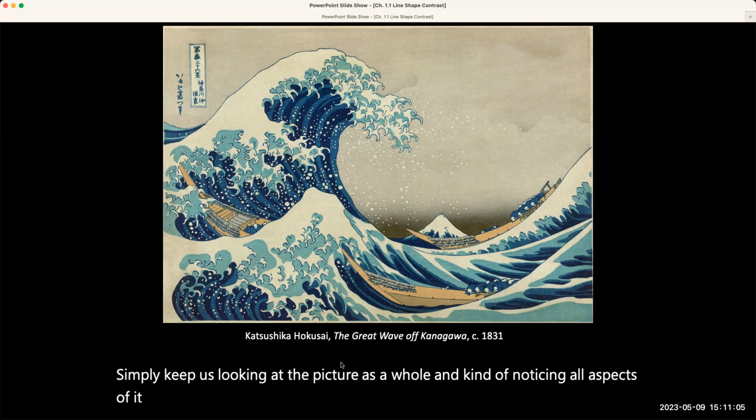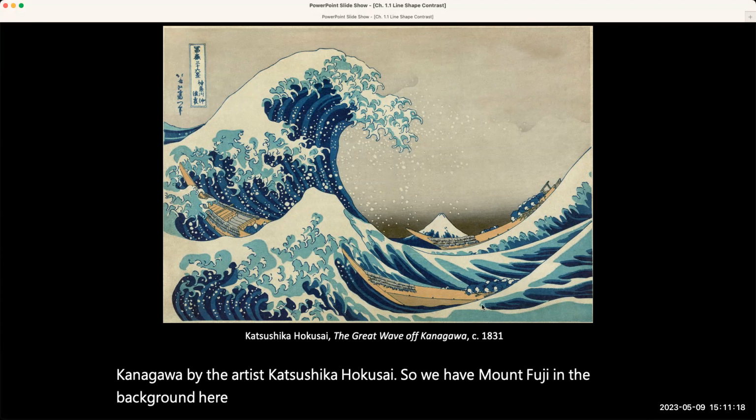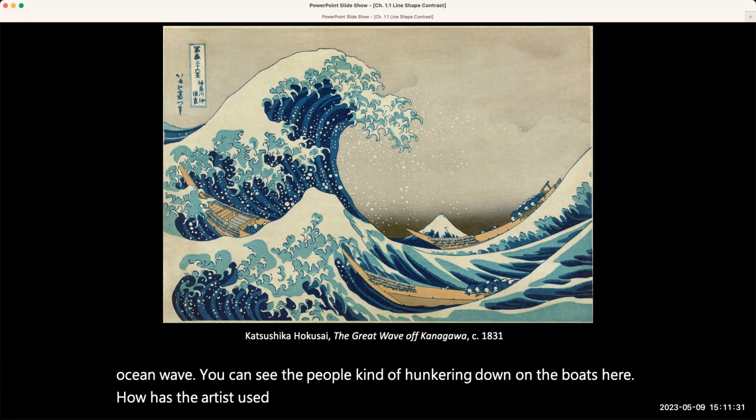So, for example, here we have an artwork titled The Great Wave Off of Kanagawa by the artist Katsushika Hokusai. So we have Mount Fuji in the background here. We have these boats that are being tossed in this wild ocean wave. You can see the people hunkering down on the boats here. How has the artist used directional lines here?